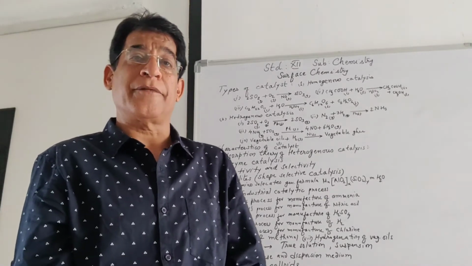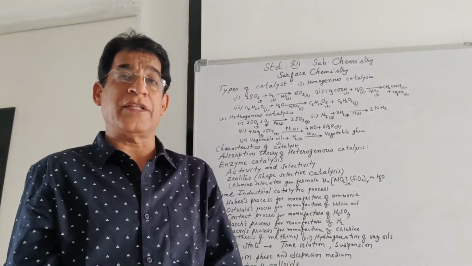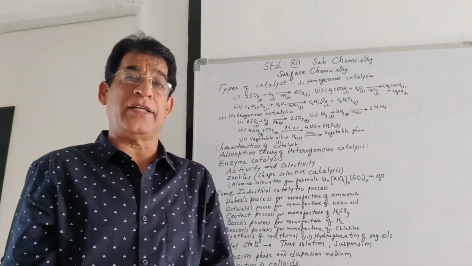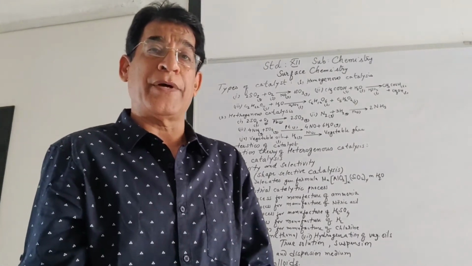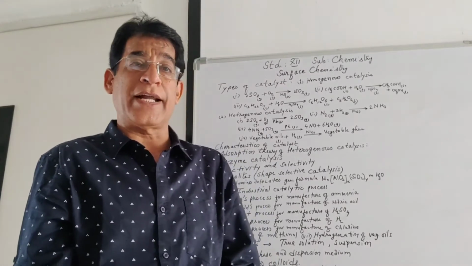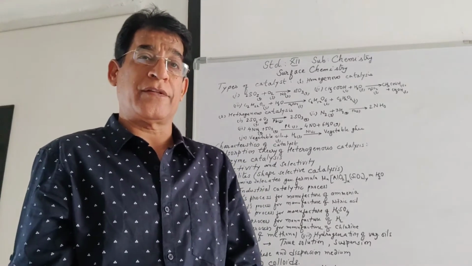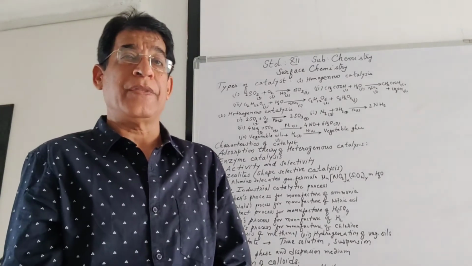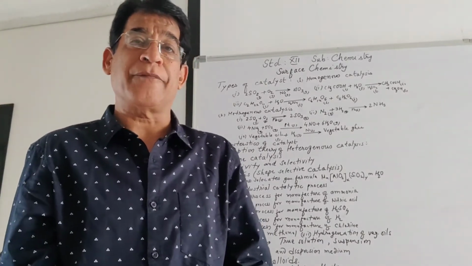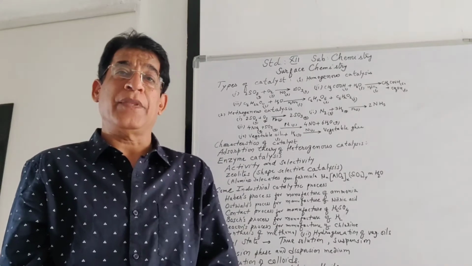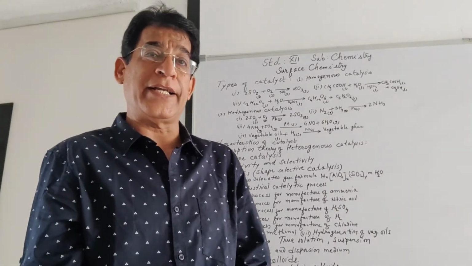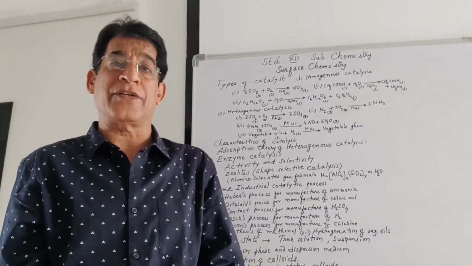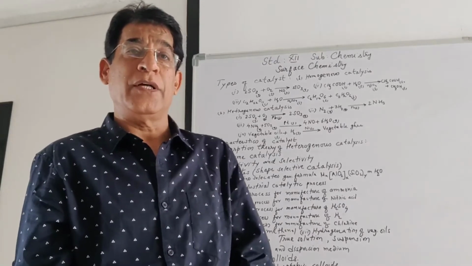Sixth characteristic, substances which destroy the activity of the catalyst by their presence are known as catalytic poisons. Seventh property, change of temperature alters the rate of a catalytic reaction, as it does for the same reaction in the absence of the catalyst.